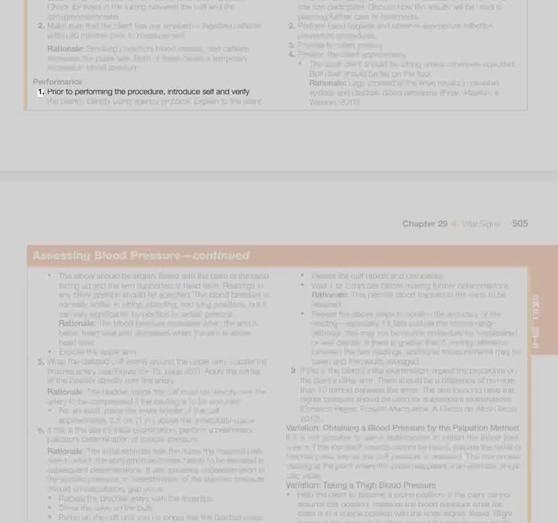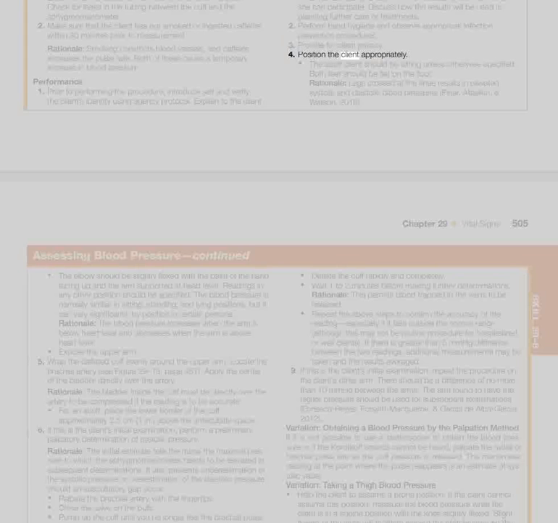Performance: 1. Prior to performing the procedure, introduce self and verify the client's identity using agency protocol. Explain to the client what you are going to do, why it is necessary, and how he or she can participate. Discuss how the results will be used in planning further care or treatments. 2. Perform hand hygiene and observe appropriate infection prevention procedures. 3. Provide for client privacy.